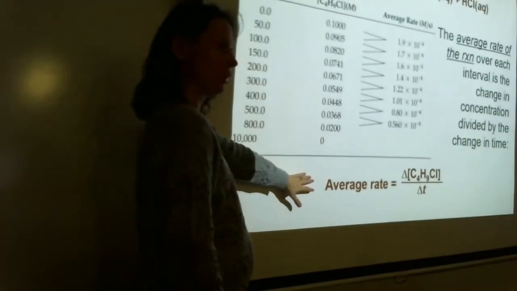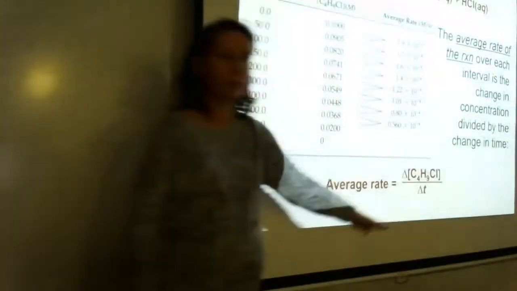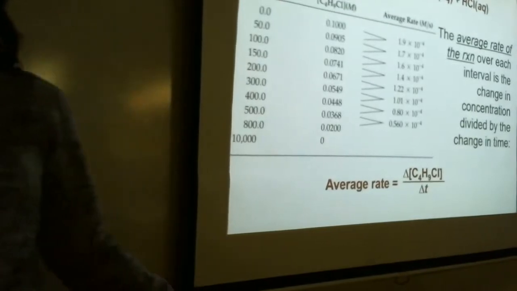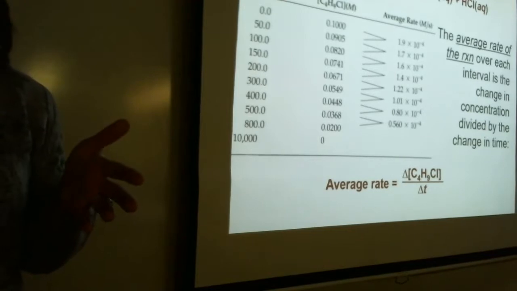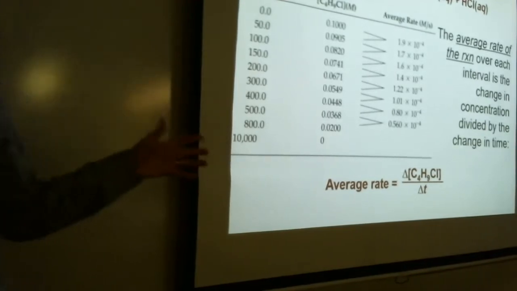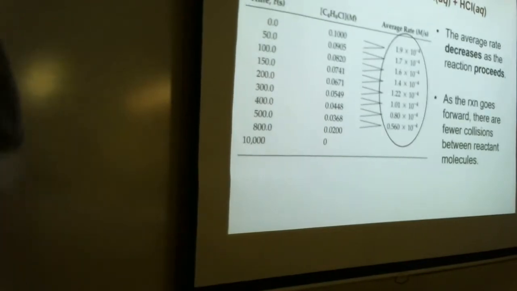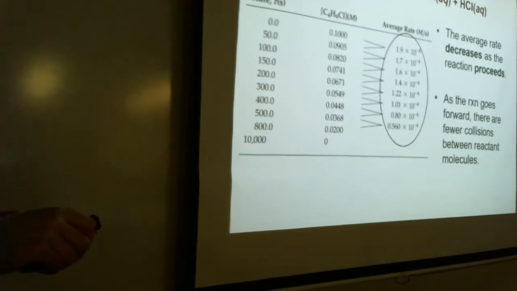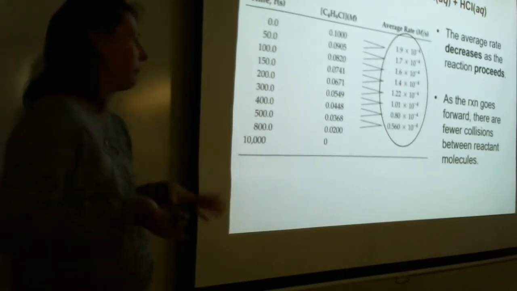And the average would be the change in concentration over the change in time. Just think about driving down the road. You might be starting out slowly. Maybe you accelerate to pass somebody, and then you get back to the speed limit. Your average speed would be that change in distance over change in time. Okay. The average rate decreases as the reaction proceeds. Okay. So far, so good, right? We're not doing anything too crazy yet.